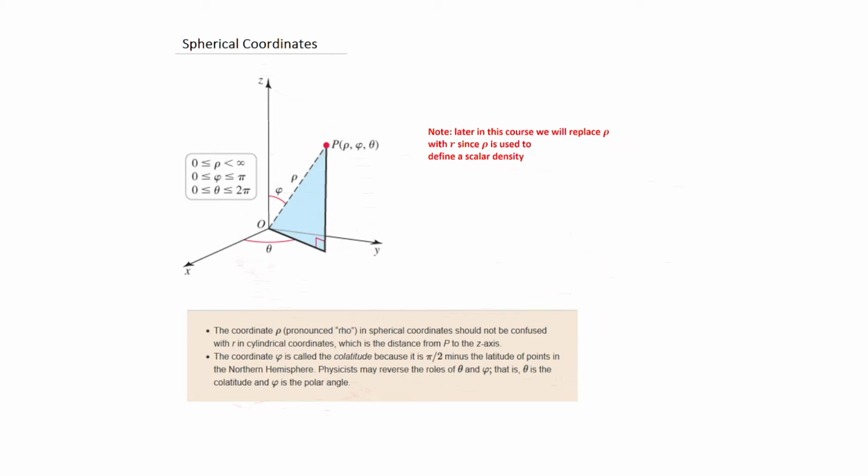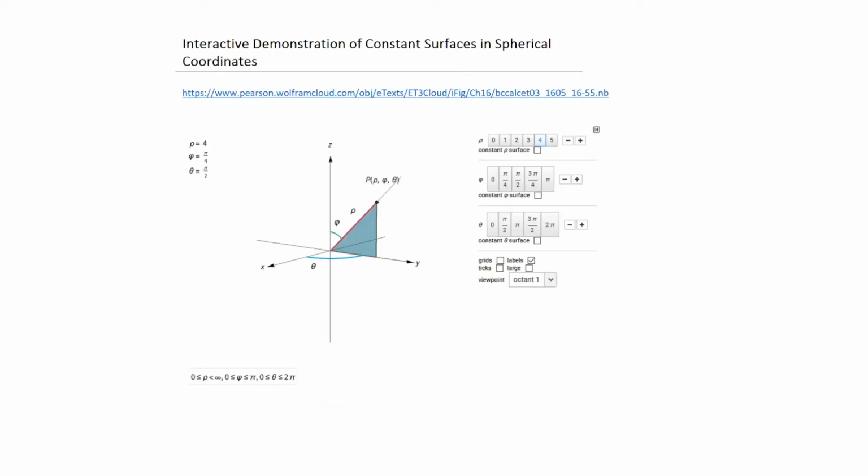Now, one other point is that later in this course, we will replace rho with r, since rho is used to define a scalar density. So get used to the fact that we'll be using different symbols under different circumstances, but make sure that you always obey the right-handed convention. All right, if you want a demonstration of this for different values of psi and theta and rho, you can access this URL, and maybe get a better understanding of what the different parameters will do.